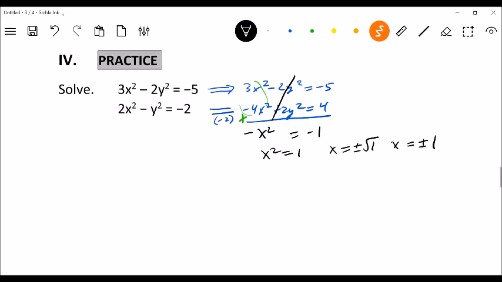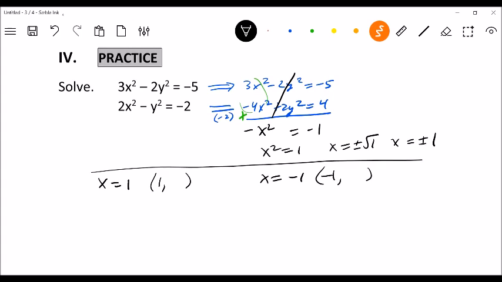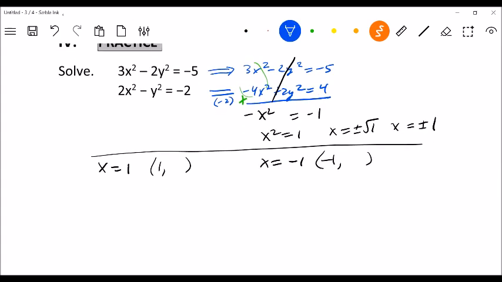So that means I need to figure out when x is 1, what are the y's? And when x is -1, what are the y's? So that's what we're going to do. We can use either of the equations above there to work with. But for no good reason, I just feel like it, I'm going to use the first one. 3x squared minus 2y squared equals -5.